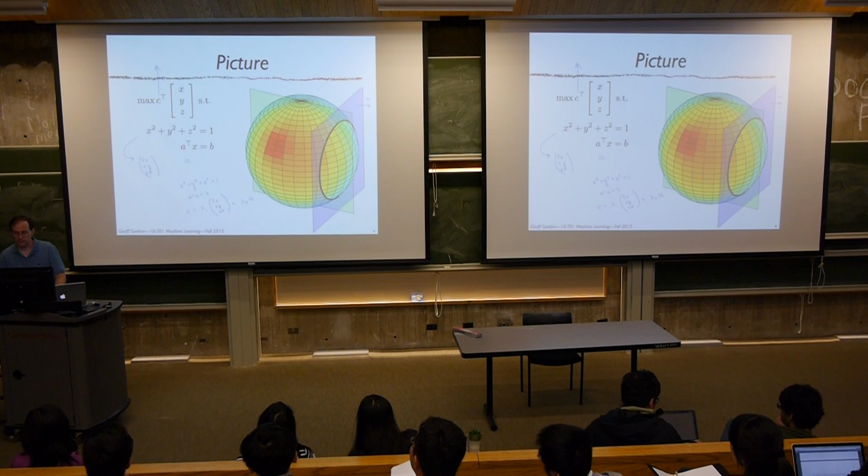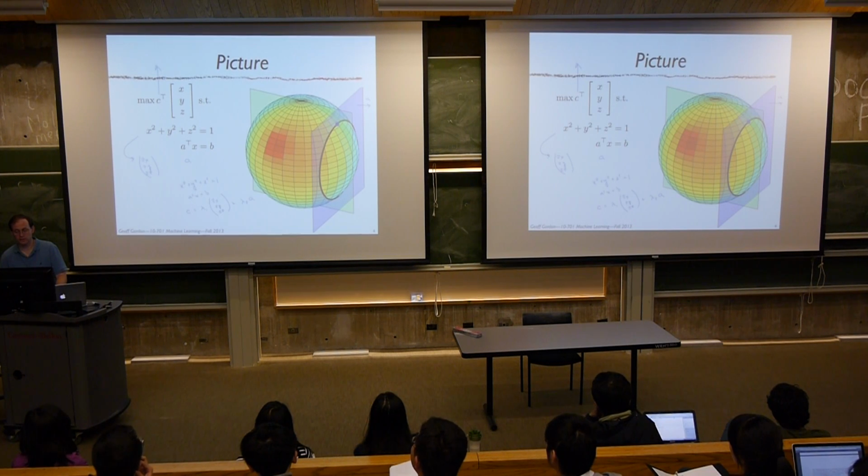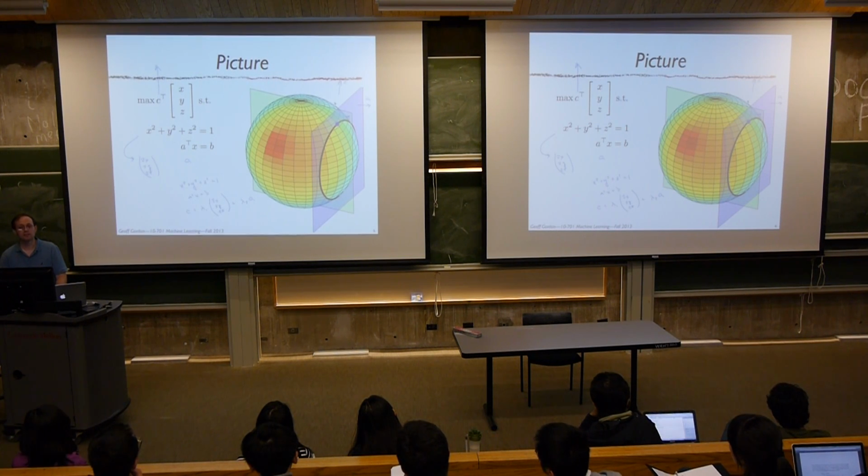And so geometrically, if we are at the optimum, which is right here, the 2x, 2y, 2z vector is pointing straight out of the sphere in this direction. A always points in that direction, and so they span that green plane, right? And if we take that green plane, it actually contains the vector c. And so we've succeeded in finding an optimum.